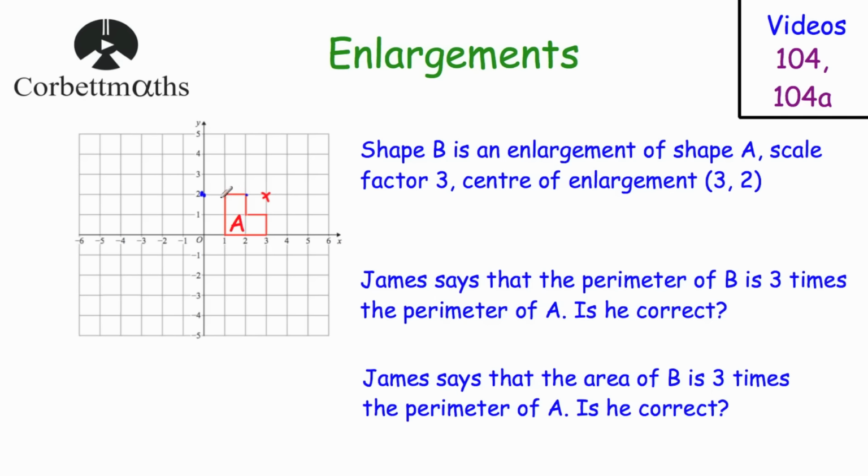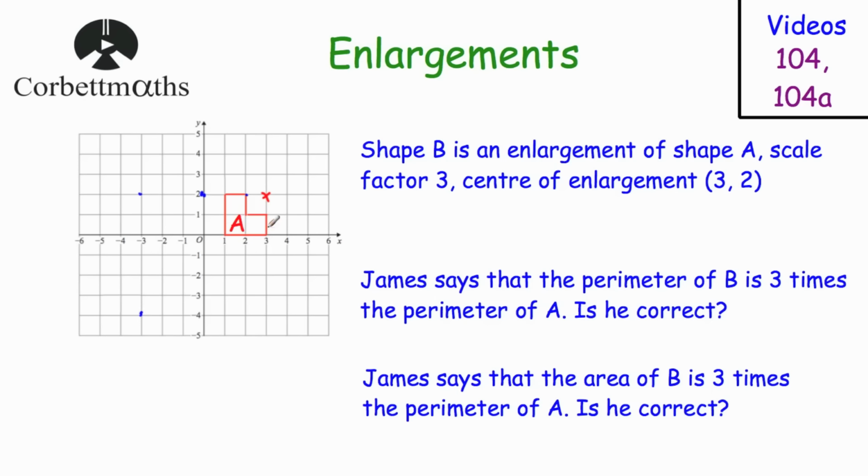Okay, our next point, this top left-hand corner. That top left-hand corner is 2 squares left from the centre of enlargement. So we're going to multiply that by 3. It's going to be 6 to the left. So going back to the beginning, 1, 2, 3, 4, 5, 6. So that'll be there. Okay, this bottom left-hand corner, it is 2 to the left and 2 down. Well, if we multiply by 3, it's going to be 6 to the left and 6 down. So 1, 2, 3, 4, 5, 6 to the left and 6 down. 1, 2, 3, 4, 5, 6.